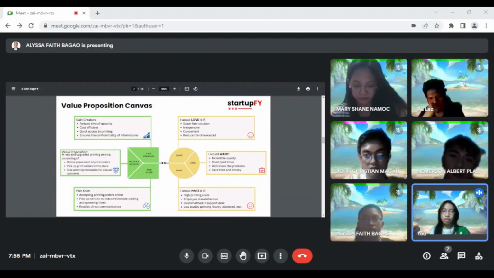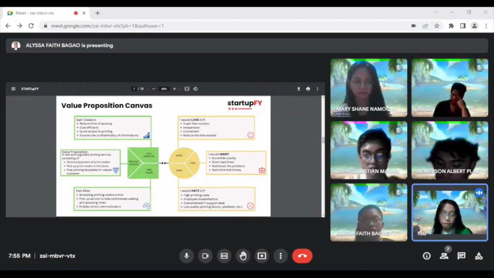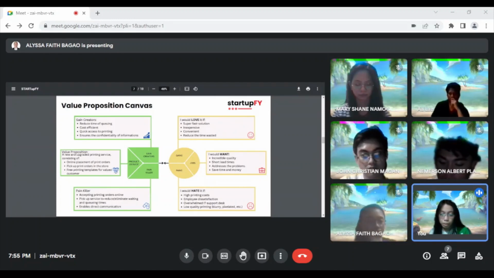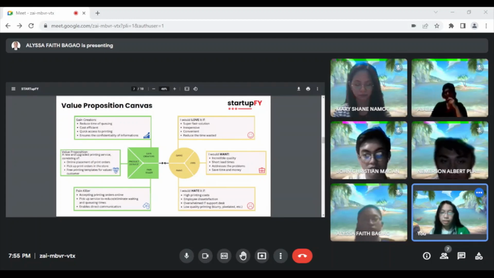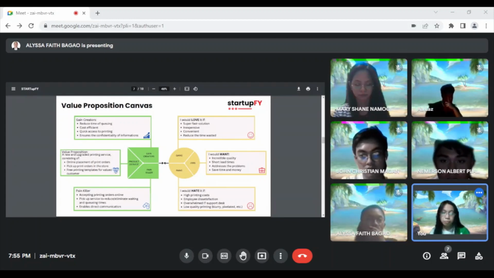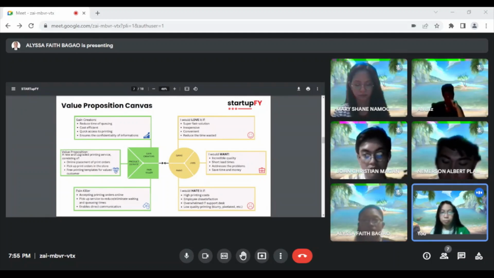The pains, what the customers don't want, what they would hate to happen, are also listed. They want to avoid high printing costs. They also want to avoid employee dissatisfaction that may also root from an overwhelmed IT support that may happen when there are too many customers in the shop. And this also may lead to low quality printing as they do not have the time to quality check the printed documents that were placed as orders by their customers.